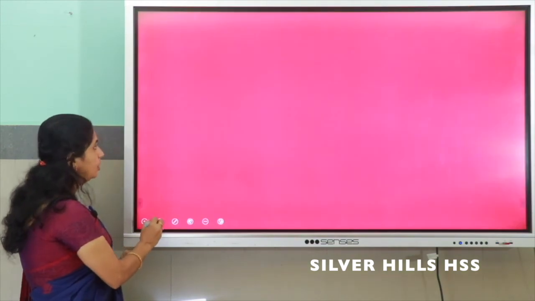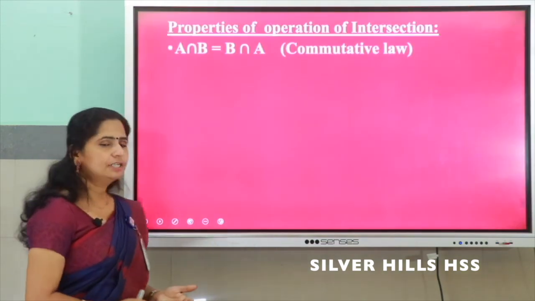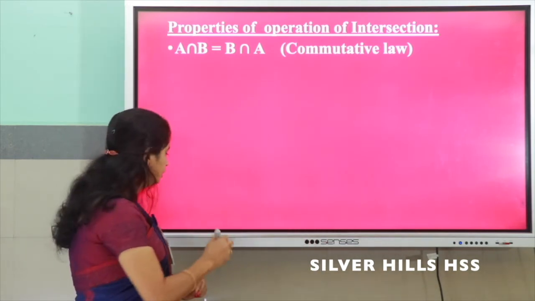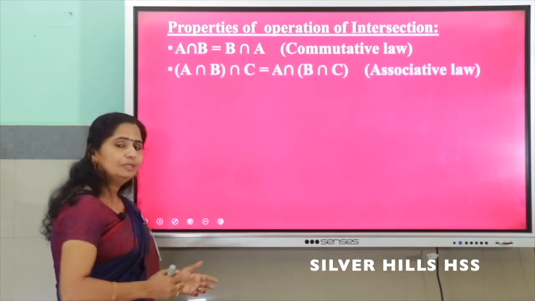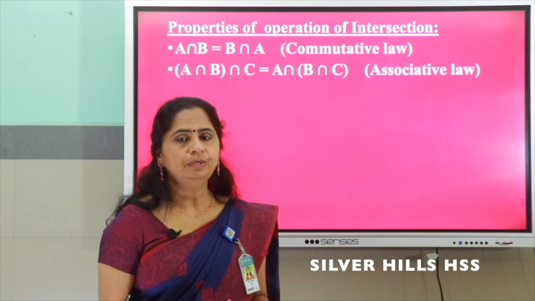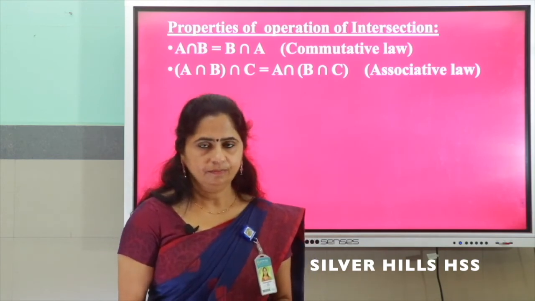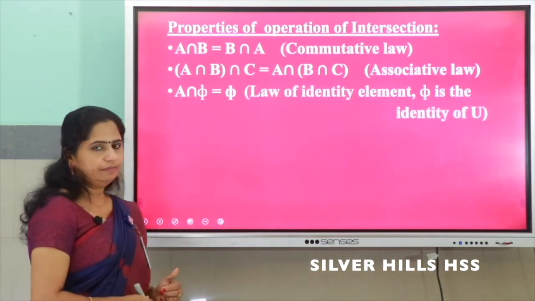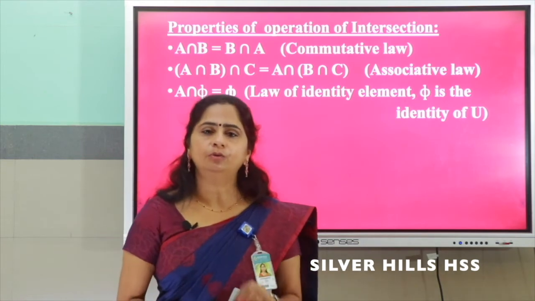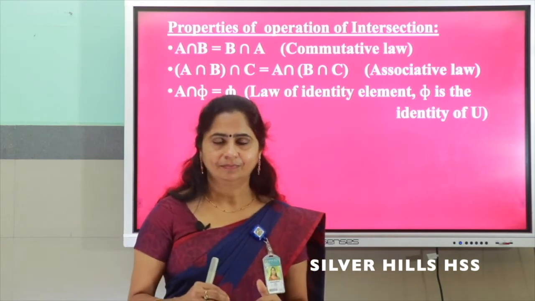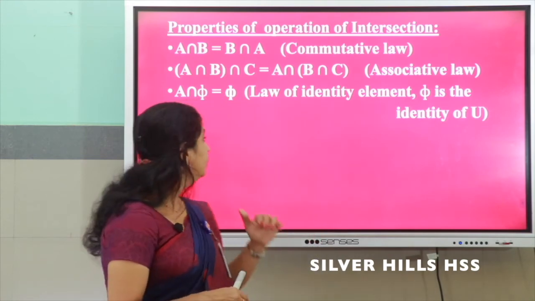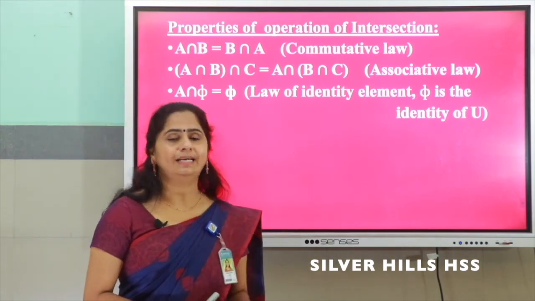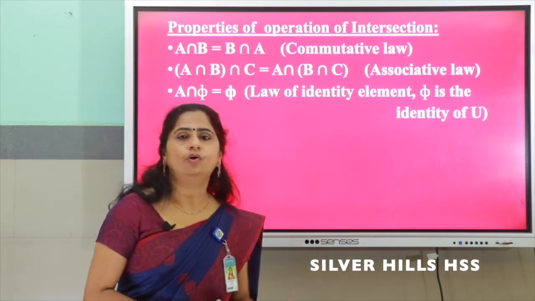Now, let us see some properties of intersection. A intersection B is equal to B intersection A. That is called the commutative law. And we also know that (A intersection B) intersection C is equal to A intersection (B intersection C). That is called the associative law. Then A intersection phi. We know that intersection means what? It should be common to both. So, it should always be the least set. So, A intersection phi will naturally be equal to phi, which is called the law of identity element, and phi is the identity of U.